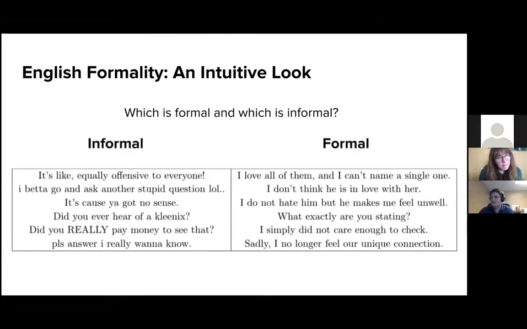Yeah, so I think it's pretty clear that, to most of us, the left side seems pretty informal and the right side seems pretty formal. But how did we know that? What about these sentences told us that this was informal or formal?